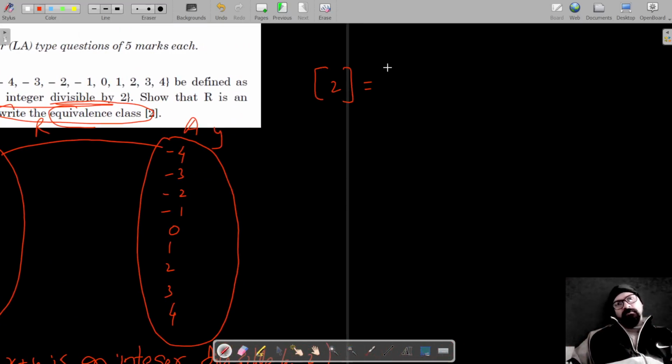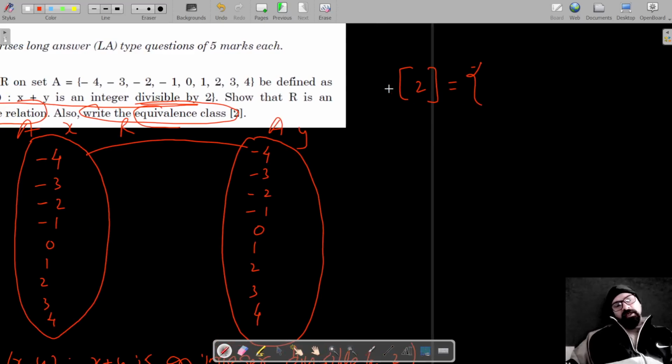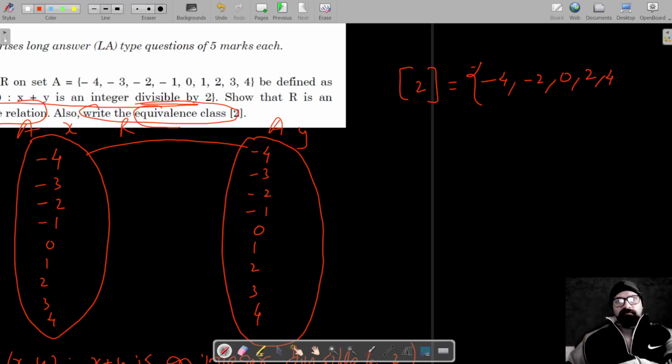So we have to find all the elements which when added to 2 give us an integer which is divisible by 2. So that would be minus 4. 2 plus negative 4 is negative 2, which is divisible by 2. Then it's negative 2 and 0 and then 2 and then 4. So this is the equivalence class for the set, which is negative 4, negative 2, 0, 2, 4. This is the equivalence class.